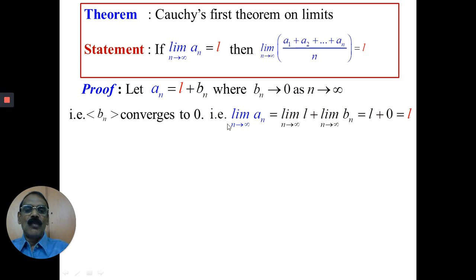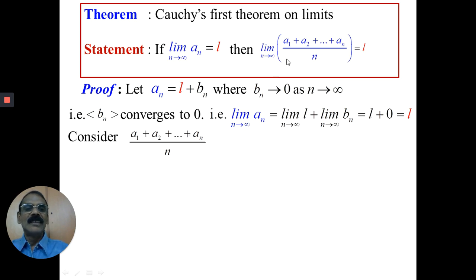Now, let us check. What is the limit of a_n? We have taken a_n equal to L plus b_n. So, apply limit on both sides. Limit of a_n as n tends to infinity is equal to limit of L as n tends to infinity plus limit of b_n as n tends to infinity. Here there is no n at all in L, therefore we get L. Whereas here, by our assumption, b_n is a null sequence and hence the limit of b_n is 0. Therefore, L plus 0 is L. Thus, the limit of a_n as n tends to infinity is L. Therefore, what we have assumed here, namely b_n is a null sequence, is correct.